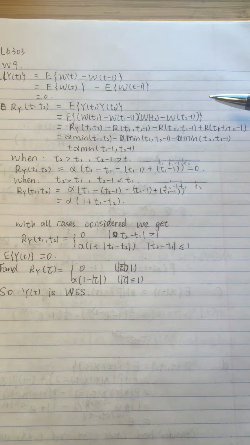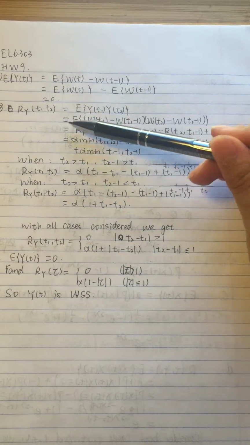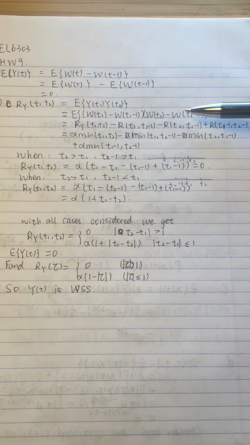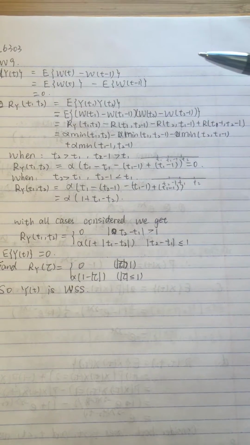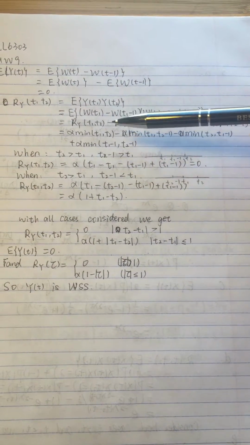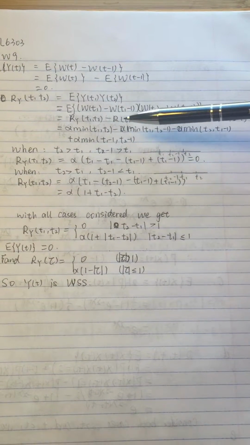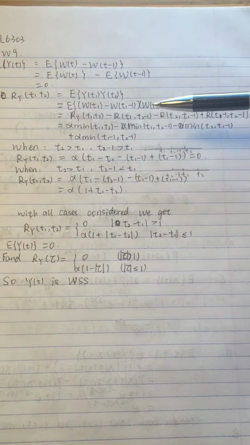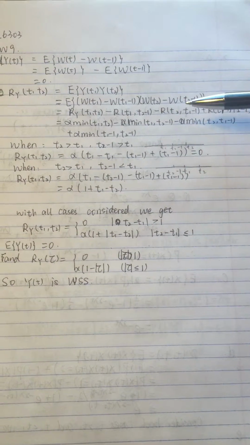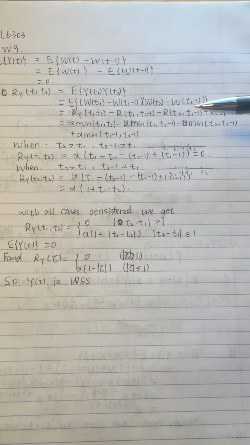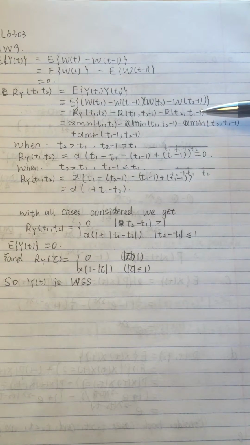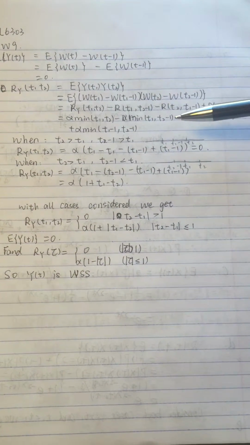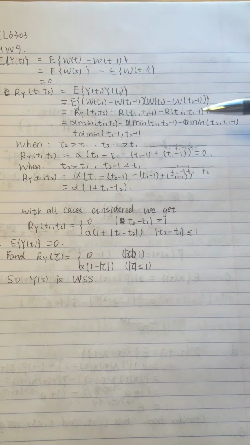So we simplify this formula, we can get that the correlation of t1 and t2 equals alpha times the minimum of t1 and t2, minus alpha times the minimum of t1 and t2 minus 1, minus alpha times the minimum of t2 and t1 minus 1, plus alpha times the minimum of t1 minus 1 and t2 minus 1.